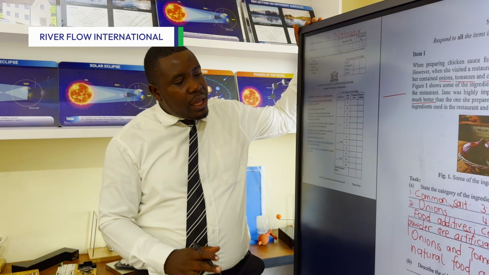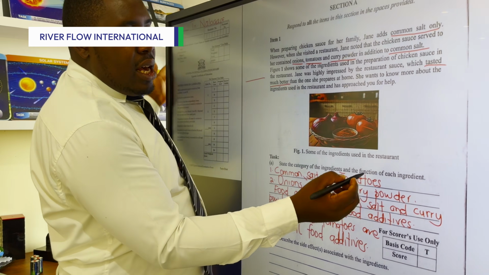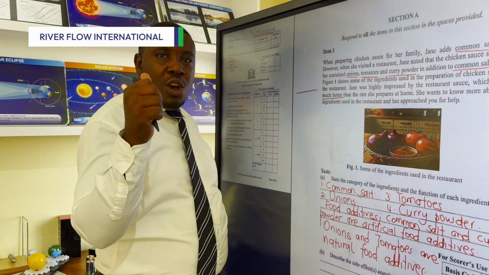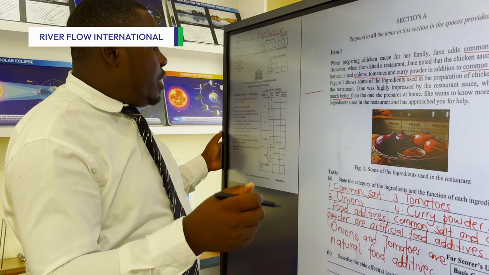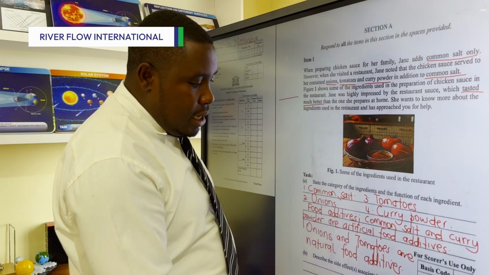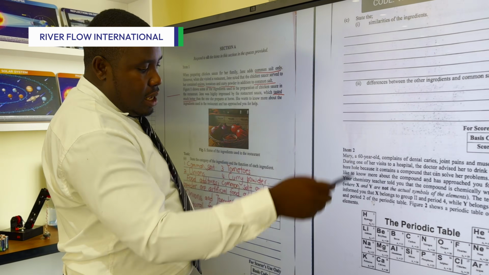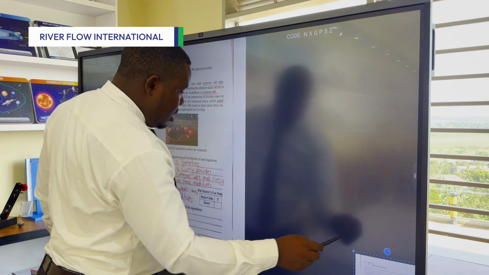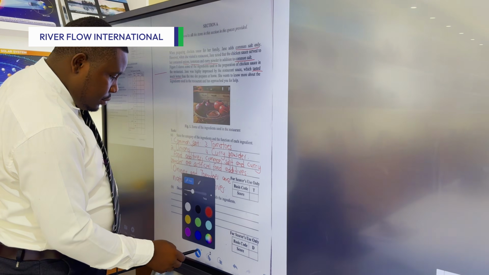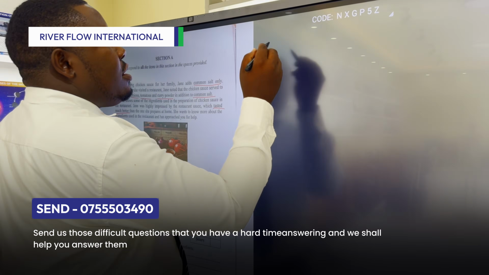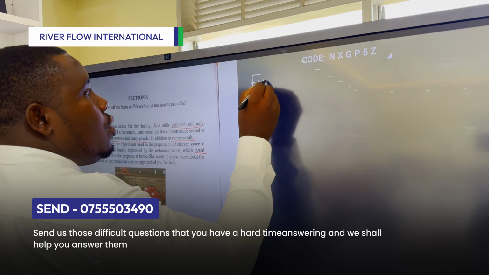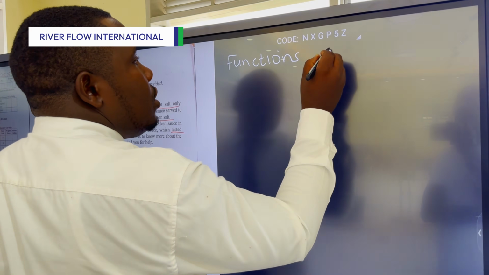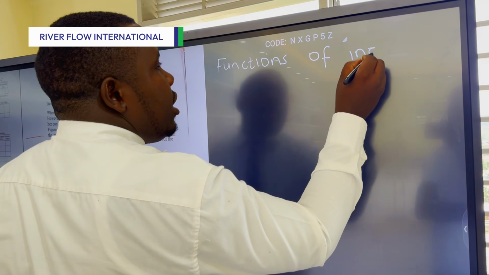Now our next step is to look at the function. They have said function, not functions, which means even if we name one function of each, we are good to go. Now we are going to use one side here, and then we'll be able to answer our question. Let's look at the functions of ingredients.